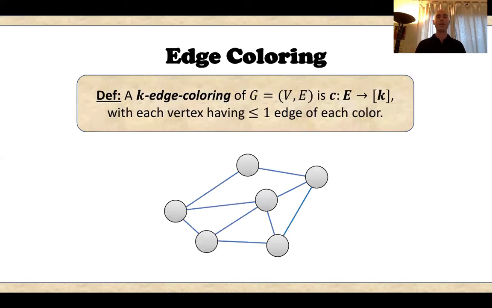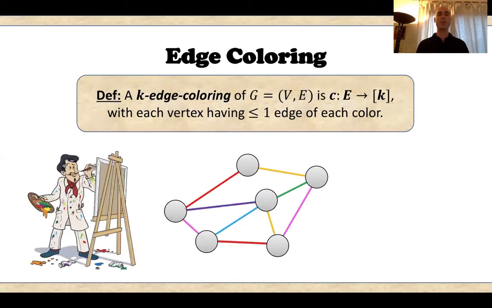As a reminder, a k edge coloring of a graph is an assignment of one of k different colors to all of the edges, such that no vertex has more than one edge of any given color. That is, it's a decomposition of the graph into k matchings. So here, for example, we have a painter who has 6 edge colored this graph. If we were to change this pink edge to be green, then this would no longer be a valid edge coloring because the vertex V would have 2 incident green edges.